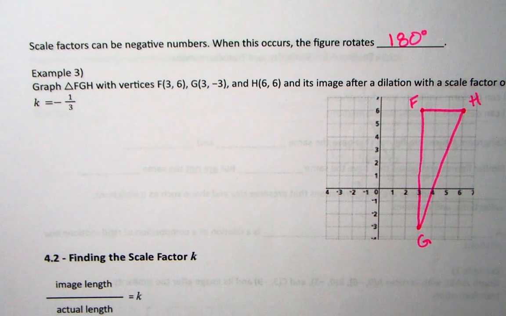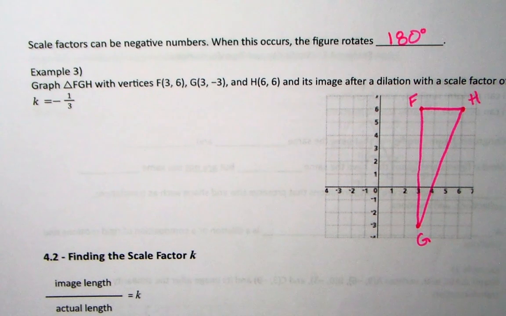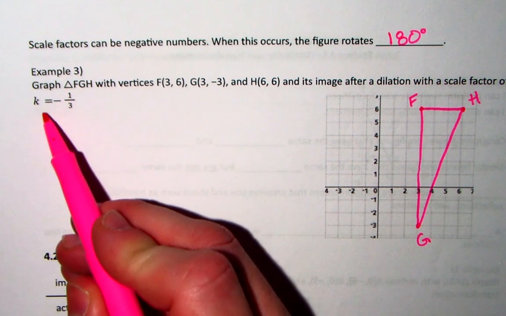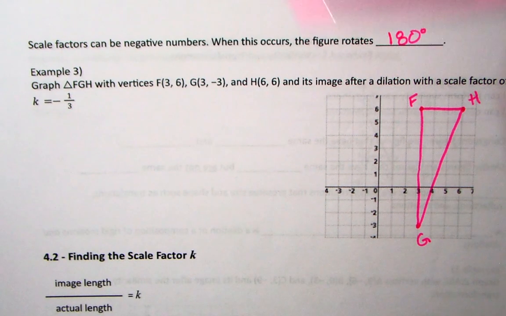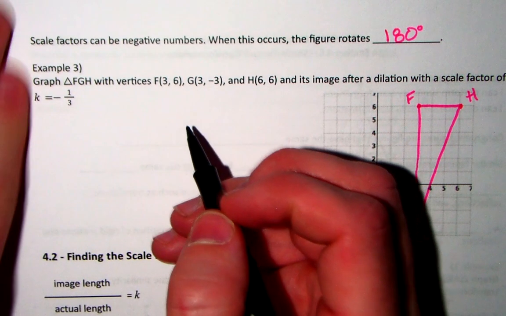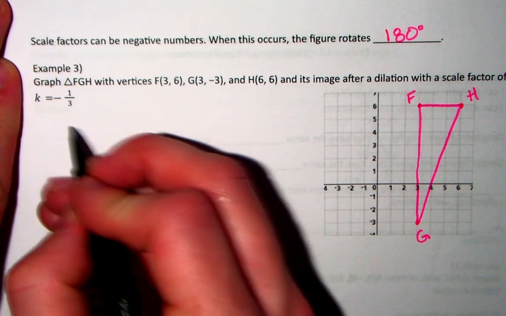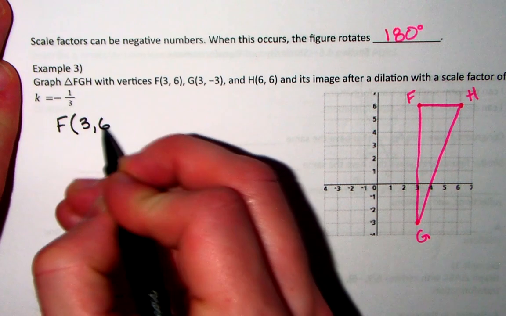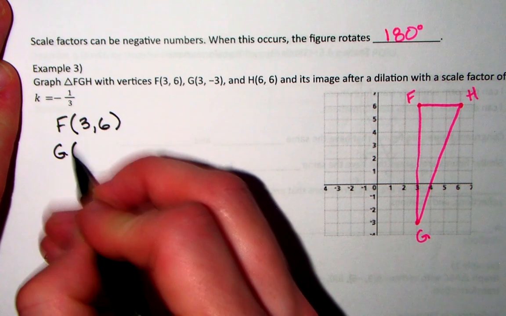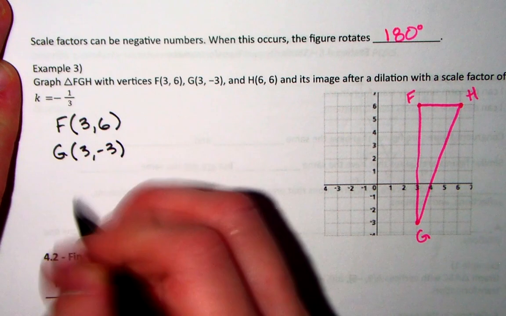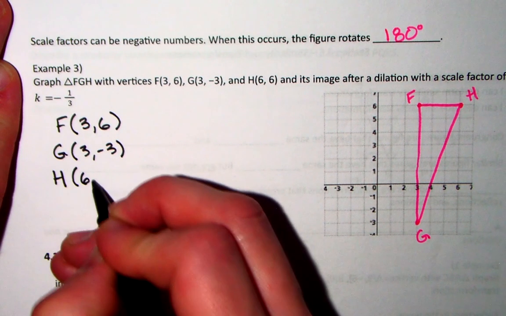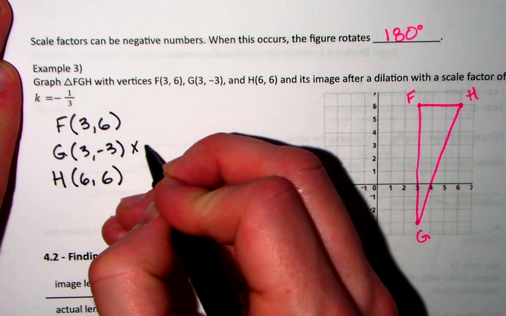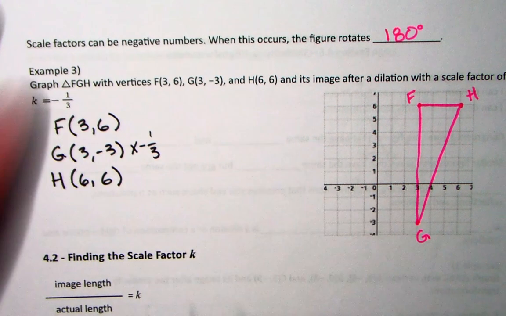Okay. There's our triangle. They want us to graph its image after a dilation with a scale factor of k equals -1/3. So I liked in the last example where they sort of had a table for us, so I'm going to try to recreate that table a little bit. F is at 3, 6. G is at 3, -3. And H is at 6, 6. So we're multiplying all of that by -1/3.